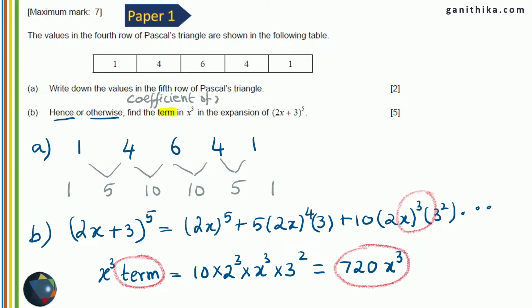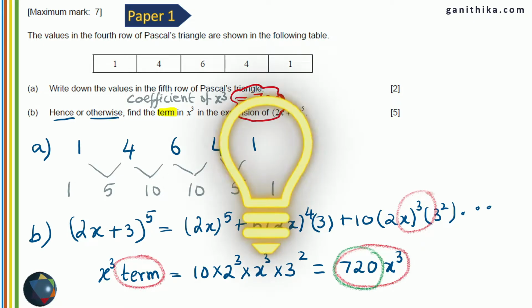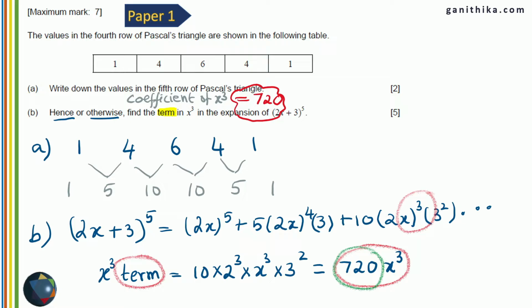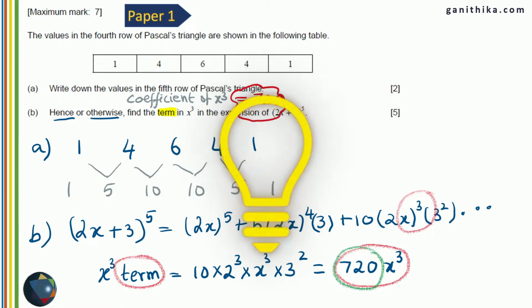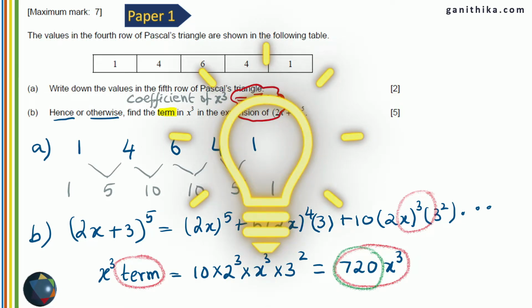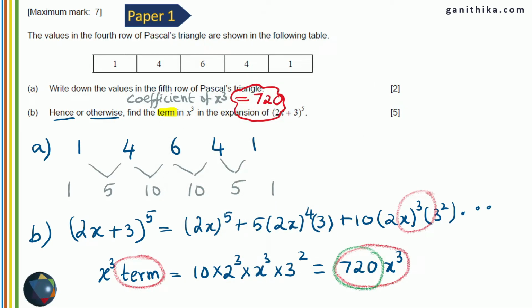If the question was, find the coefficient of x cube, then your answer would be just 720. So you have to make the difference here. Coefficient is the number connected with the term, whereas the term has both the number and the x part. So you have to be very careful in giving the marks. If you don't give the answer appropriately according to the question, you will lose the last mark here.